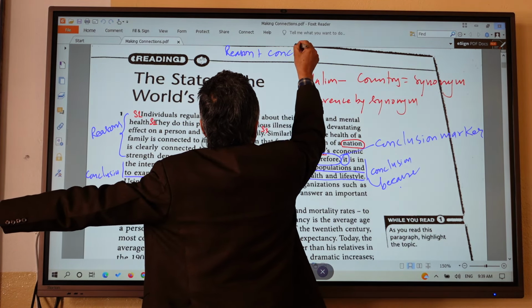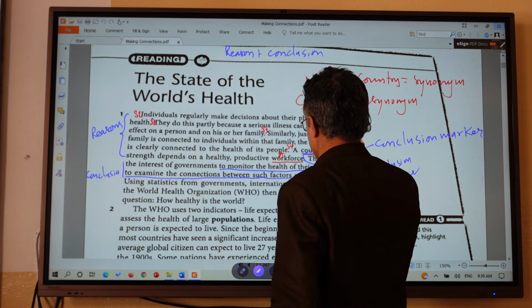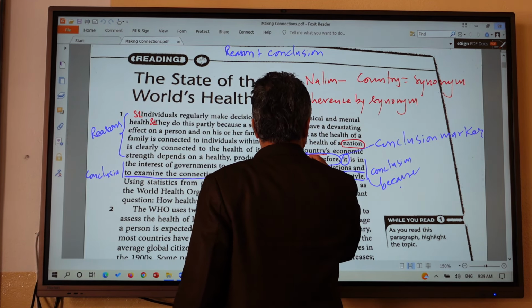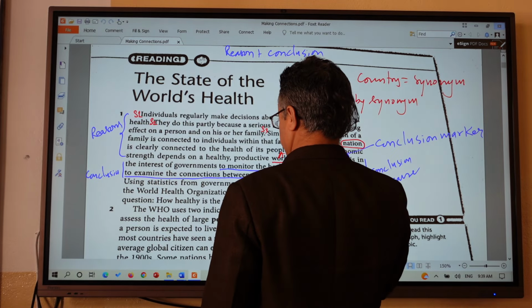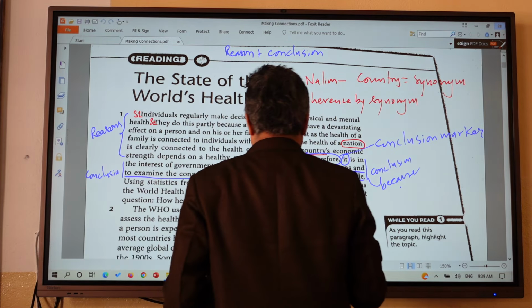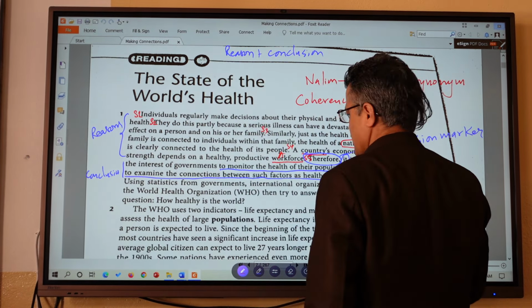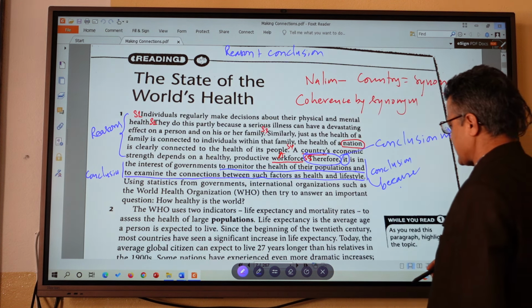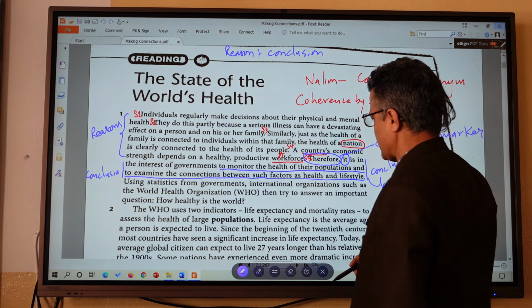So do you see? This paragraph has how many sentences? Let's write S5. And then, using statistics from governments and international organizations such as the World Health Organization, try to answer an important question: How healthy is the world? It is in the interest of governments to monitor the health of their population and to examine the connections between such factors as health and lifestyle, using statistics from governments and international organizations such as the World Health Organization, to try to answer an important question. How healthy is the world?